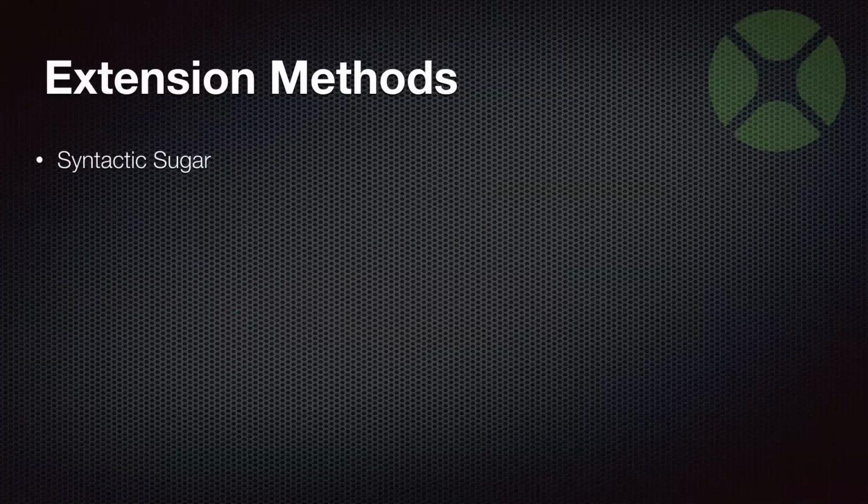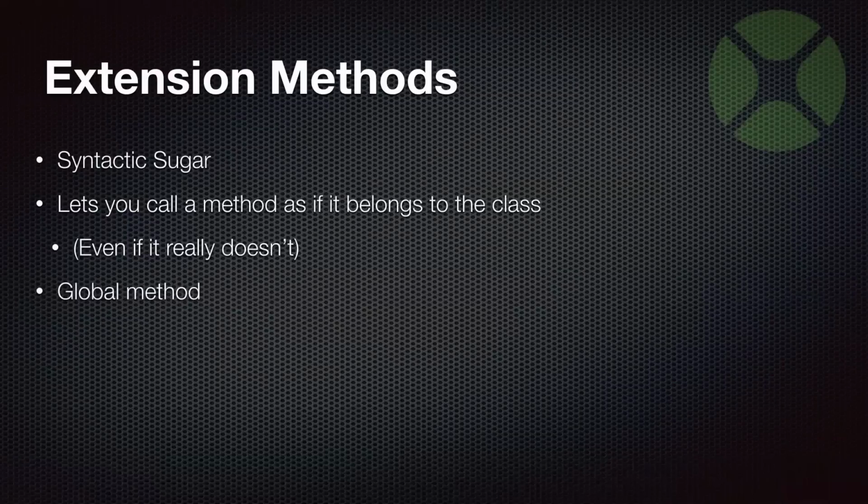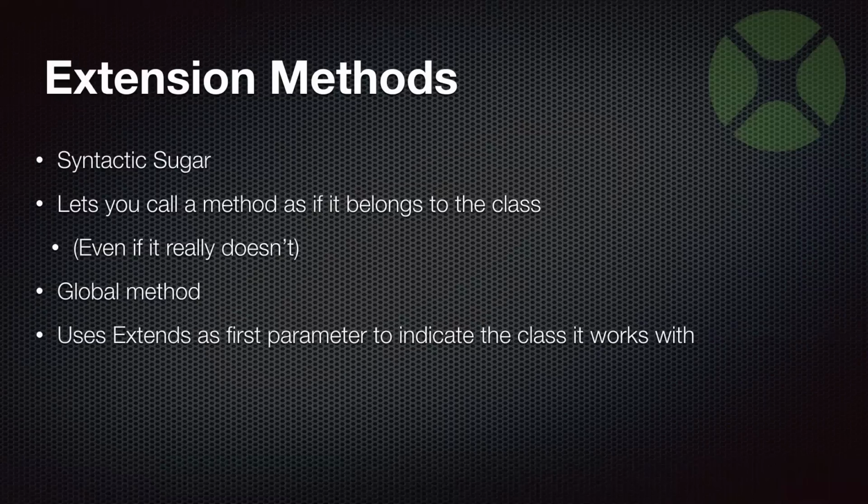So extension methods. These are a fun little thing. We refer to them as syntactic sugar because they don't really change any functionality. They just make things work a little differently so that maybe you like the way your code looks instead. But essentially, this lets you call a method as if it belonged to the class. And it doesn't belong to the class in any way, shape, or form, but it kind of looks like it does in your code. And you can implement an extension method as a global method. It's totally global to the whole project. So that generally means you're going to want to put it in a module.